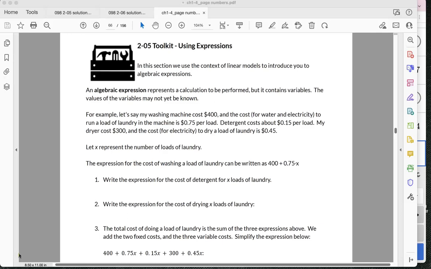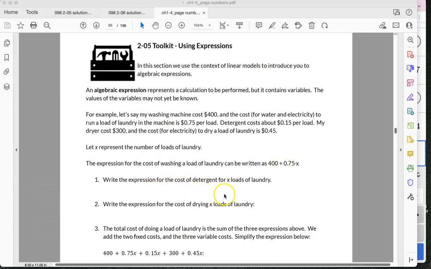Some of those are fixed costs, meaning you pay them once, and some of them are variable costs because you incur those costs every time you run a load of laundry. The variable is x, and it represents how many times you do laundry. The expression for the cost of washing a load of laundry can be written as 400 plus 0.75x. That's your starting cost when you buy the washer, and then that's how much your expenses go up every time you do a load of laundry. 75 cents more, 75 cents more every single time.